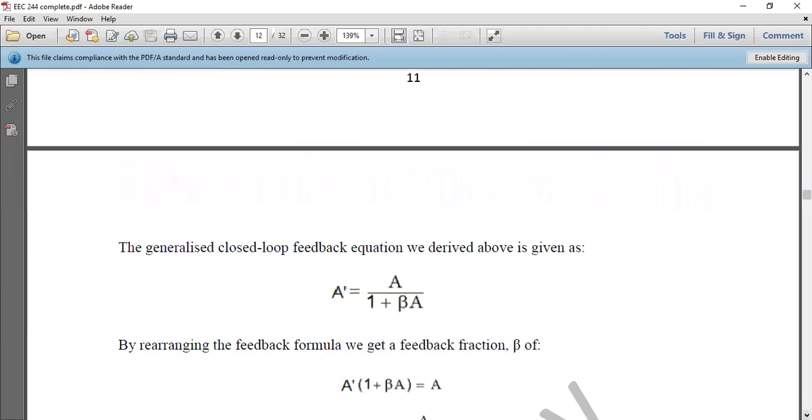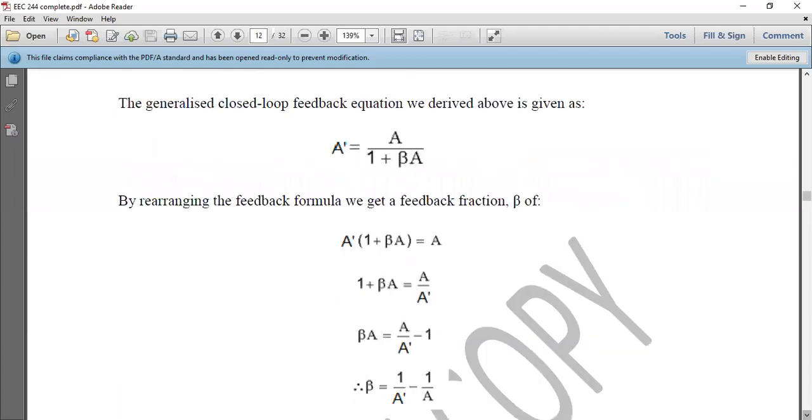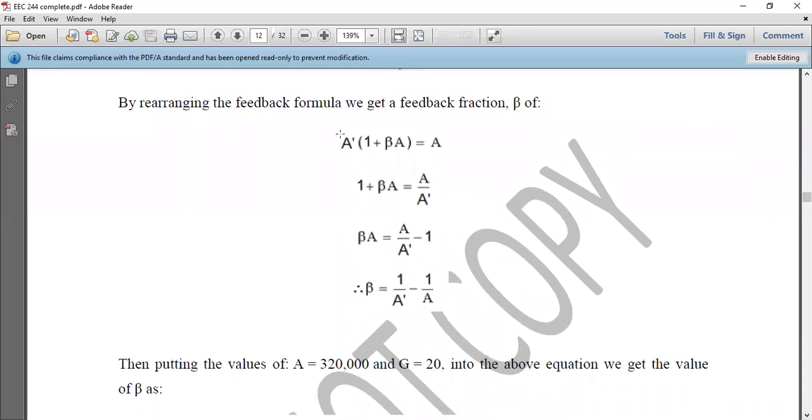Now let's look at it. The generalized closed loop gain that we have been using is given as A prime equals A divided by 1 plus beta A. When we rearrange this formula, we can get beta in this format, making beta the subject of the formula. A prime multiplied by 1 plus beta A is equal to A. To cross multiply, then 1 plus beta A is equal to A over A prime. Then beta A is equal to A over A prime minus 1. Therefore, beta is equal to 1 over A prime minus 1 over A.